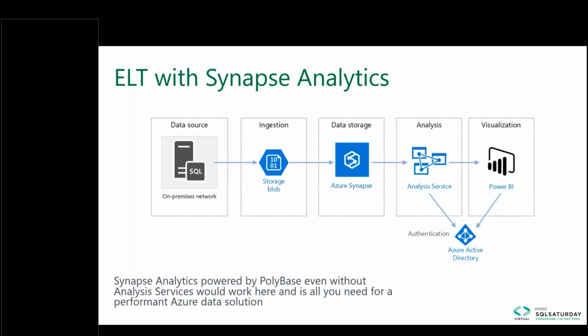This is an example of extract, load, and transform with Synapse Analytics. You can have a data source on premises or even in the cloud. You do an ingestion of data in, for example, storage blob, and then some of the data using Polybase gets inserted into Azure Synapse, or how it was called before, Azure SQL Data Warehouse, and then you can do analysis on it. You can do the analysis within Azure Synapse, especially if you have lots of aggregations, because it is very, very efficient with those kinds of queries.